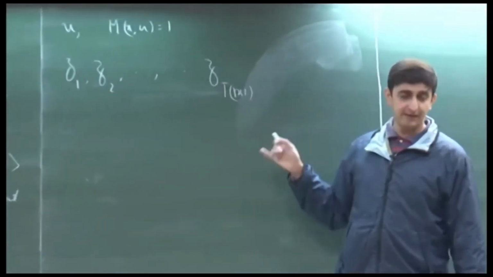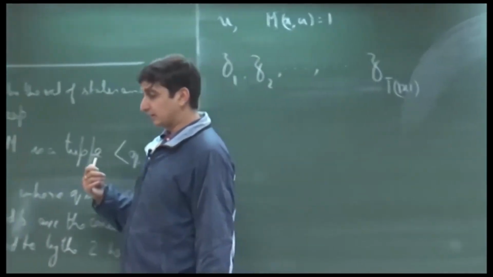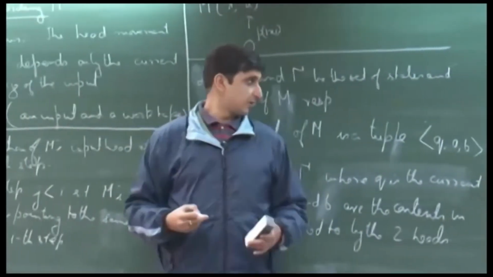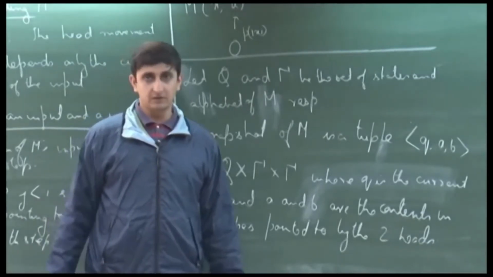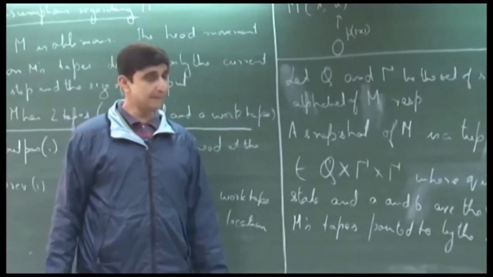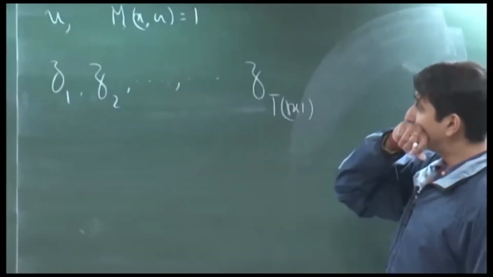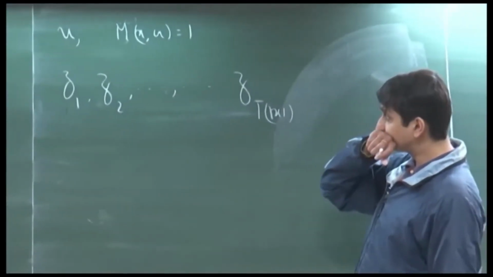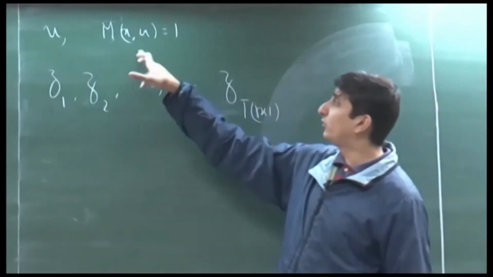Z of T(x) is an accepting snapshot. In other words, is it a snapshot which halts at an accepting state? Okay. Anything else? Well, we need to also check if the input is correct or not.